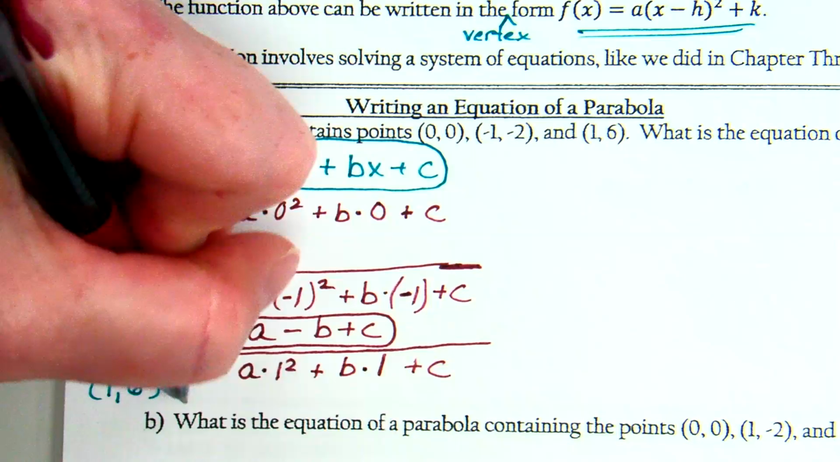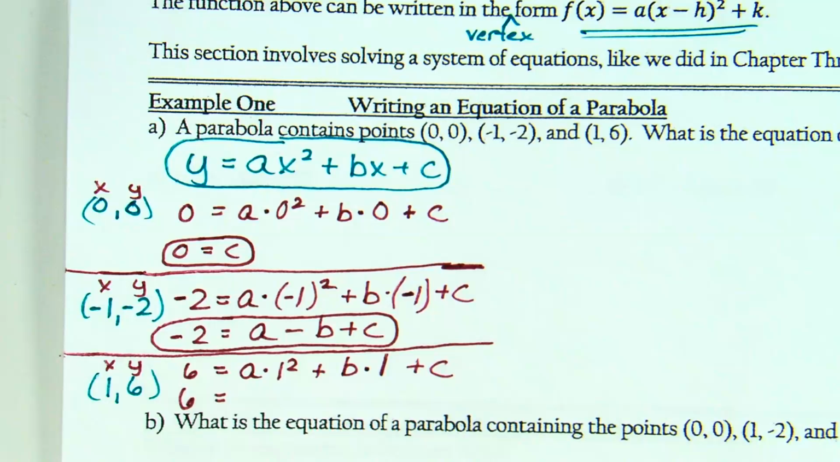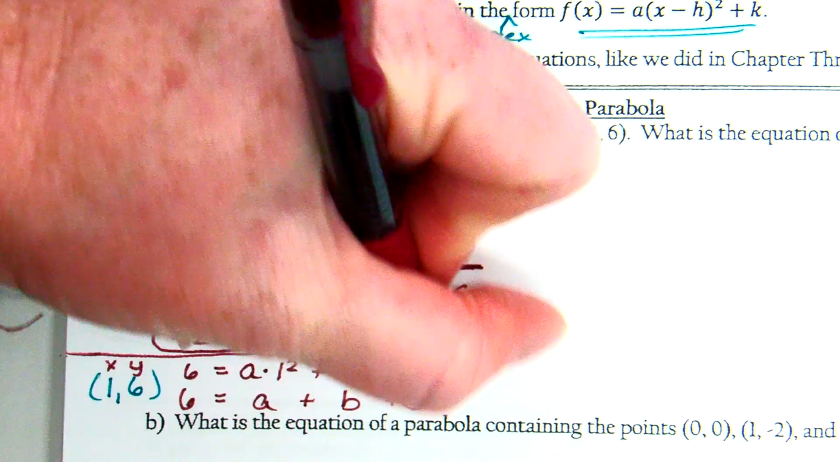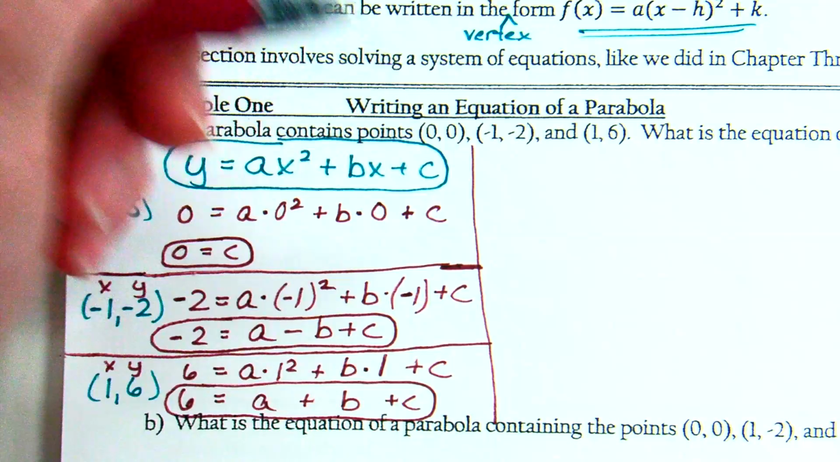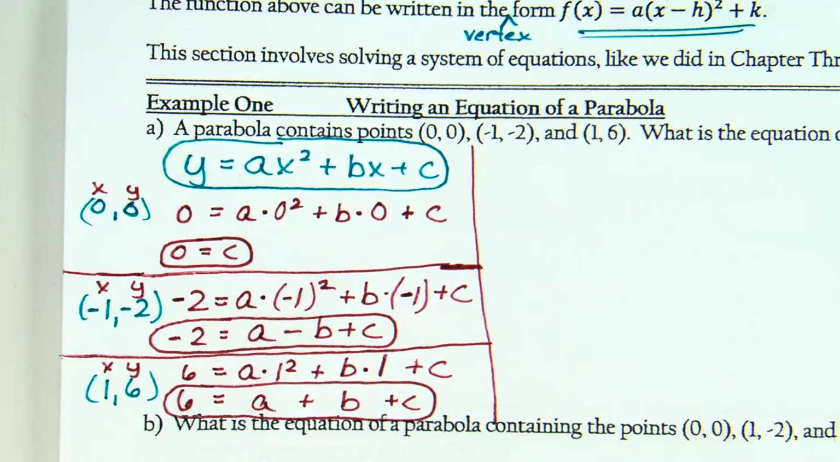6 equals 1 squared times 1 is 1A, so A. B times 1 is plus B, plus C. Okay guys, what did I just create? You created the 3 equations. Equations 1, 2, and 3.